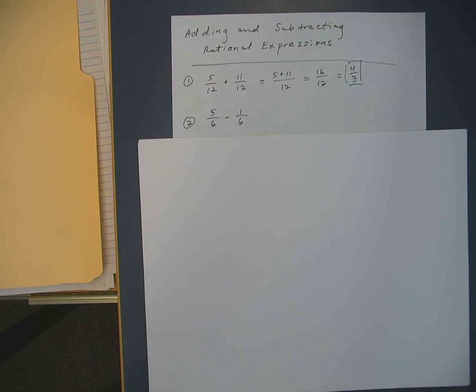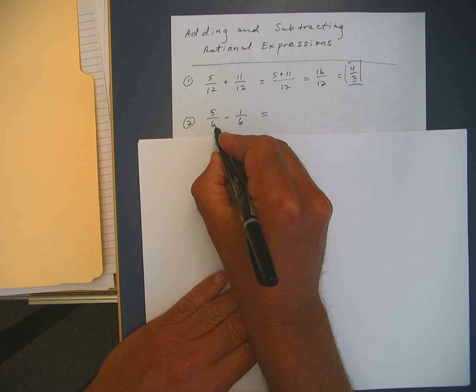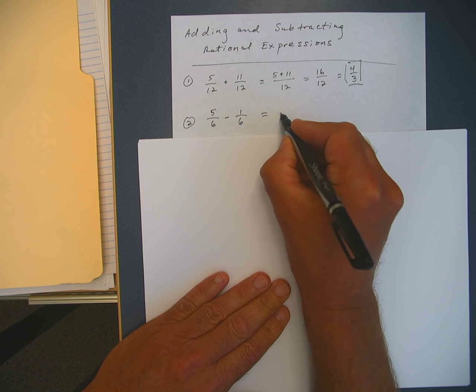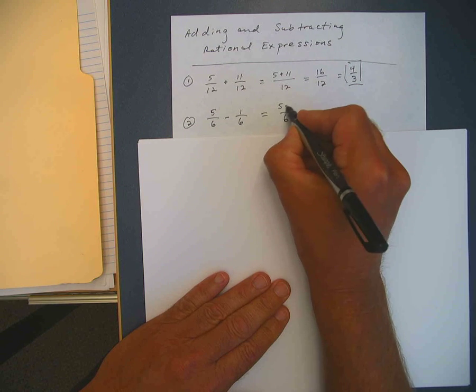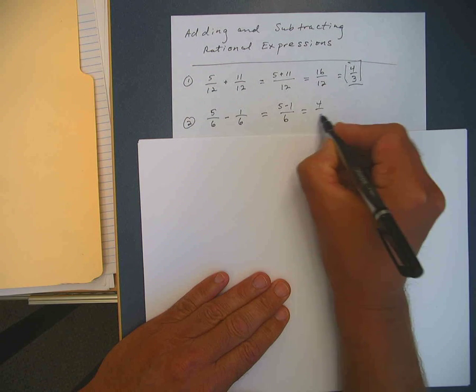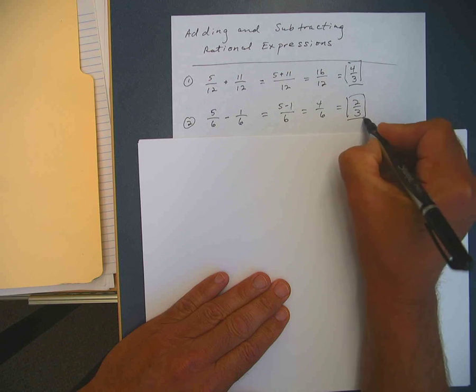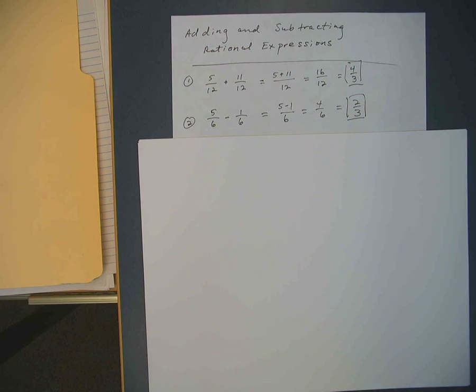Subtracting fractions, it's pretty much the same thing. You have to have the same denominator. Here we have the denominator of 6, and then you just subtract the numerators. Okay, 5 minus 1, that'll give you 4 over 6. And of course that will reduce to 2/3. You should always reduce it. And you want to do the same thing with rational expressions. You want to reduce it at the end if at all possible.